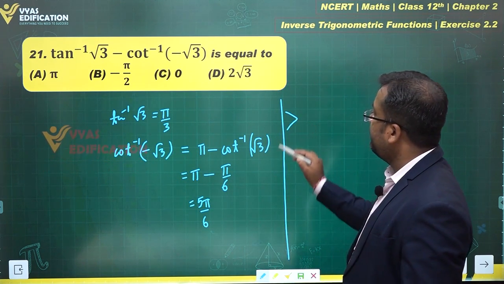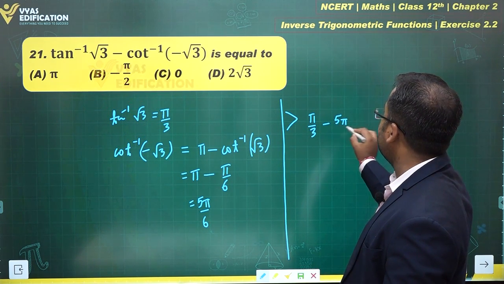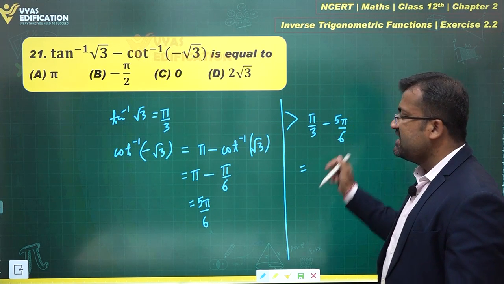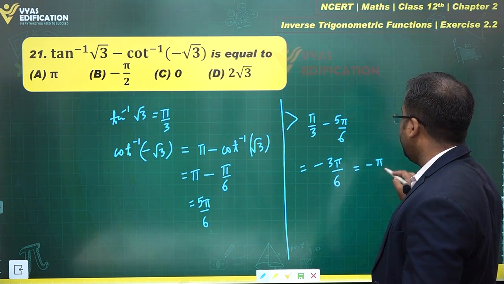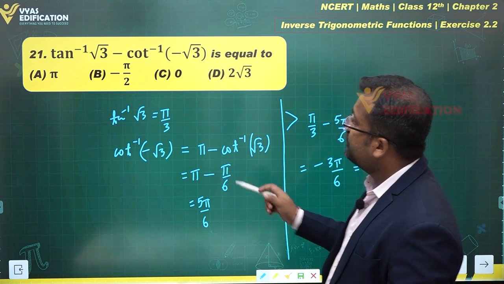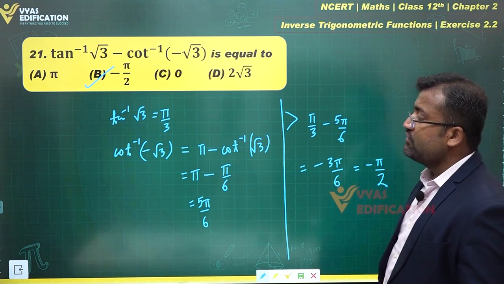We're supposed to take the difference of these two. So we get pi by 3 minus 5 pi by 6 as our answer. What is that? This is 2 pi by 6 minus 5 pi by 6, which is minus 3 pi by 6, which is minus pi by 2. That should be the answer of this question. Option B. That's the correct answer for this question over here.